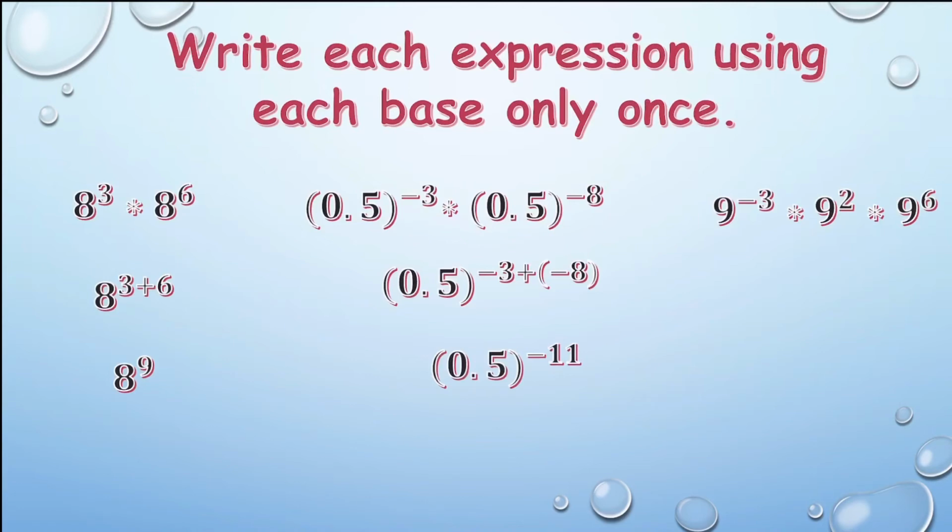Last, now I have 3 powers. Doesn't change anything. This time I'm just going to write the base since it's all the same, and I'm going to add the 3 exponents. -3 plus 2 is a -1, plus 6 is a +5. So in these examples, you're done. All it said was using each base only once. We were just practicing the adding.